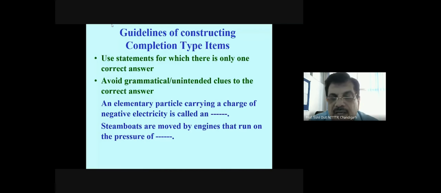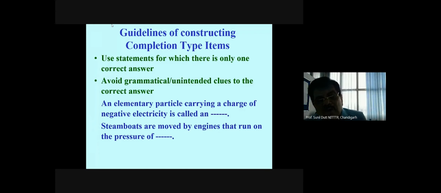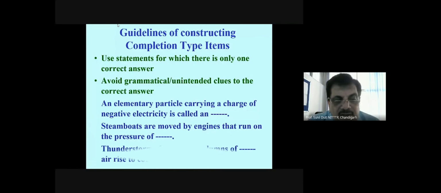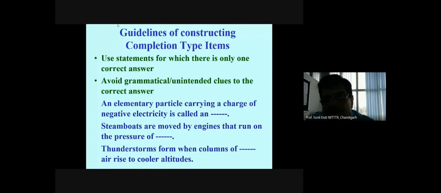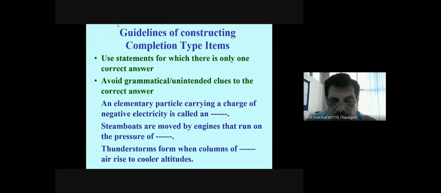Steamboats are moved by engines that run on the pressure of dash. So steamboat is giving the hint. The answer is steam. Thunderstorms form when columns of dash air rise to cooler altitudes. So the word cooler is giving a hint, because before that it was warm or hot. Okay.